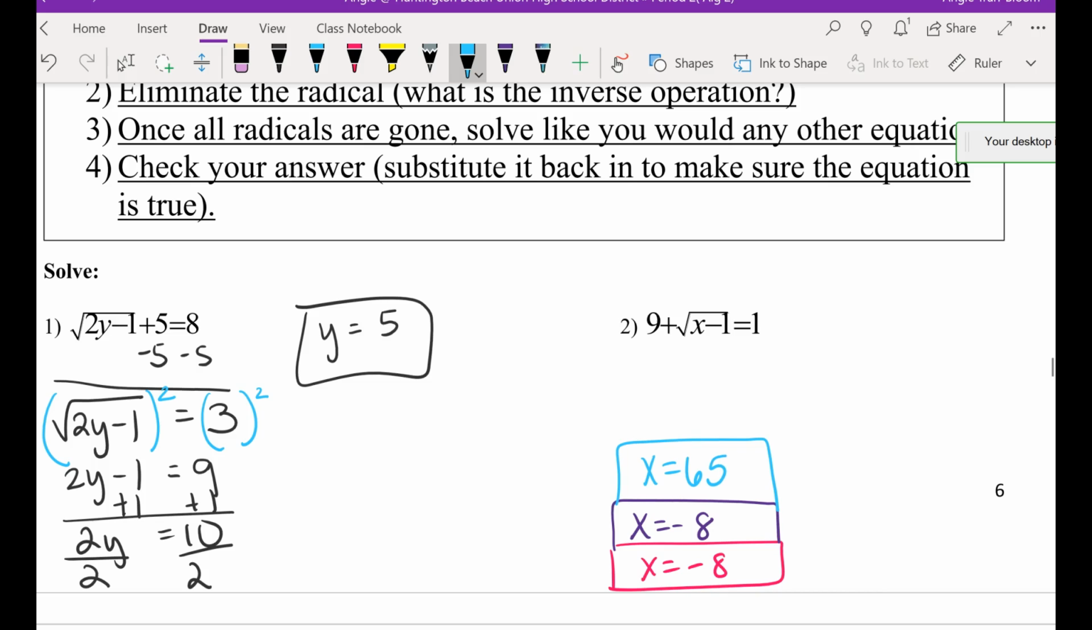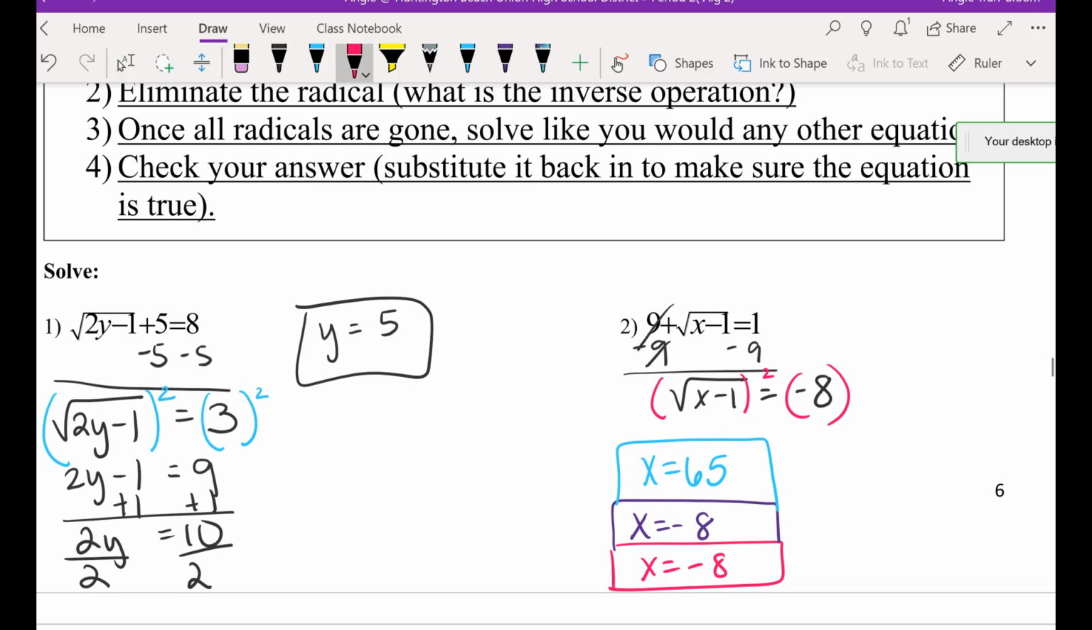We first have to isolate the radical. What do you move, Hannah, to isolate the radical? Perfect. Subtract 9 from both sides. Square root of x minus 1 equals -8. Gemma, what do you want to do next to solve for x? How do we undo the square root? Square both sides? Okay. All right.